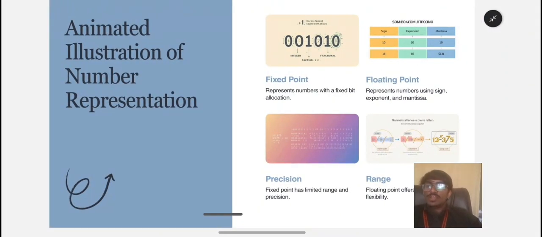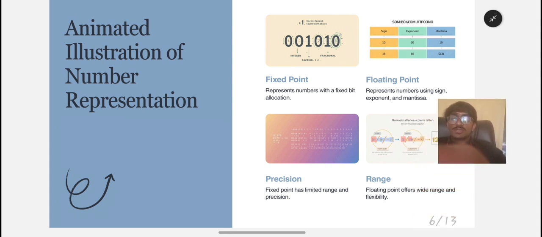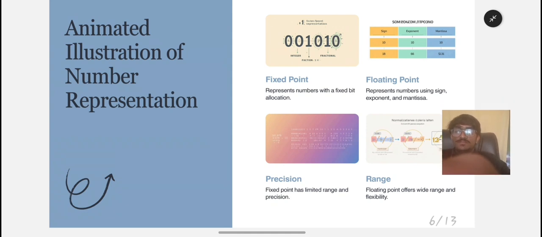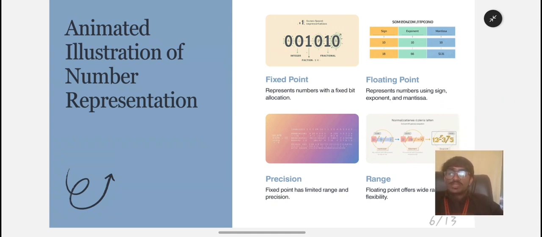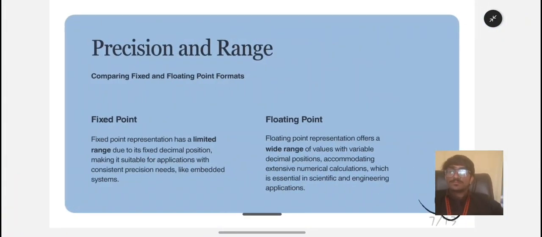The animated illustration of number representation. Fixed point represents numbers with a fixed bit allocation. Here we can see 001010, where it represents the parts, and also a floating point number represents a number using sign, exponent, and mantissa. Floating point offers wide range and flexibility, while fixed point has limited range and limited precision.